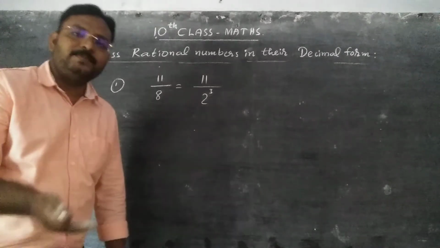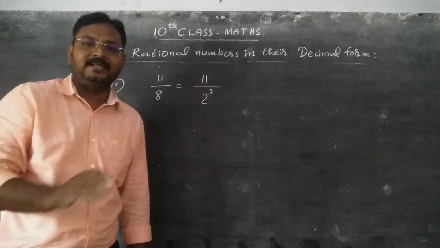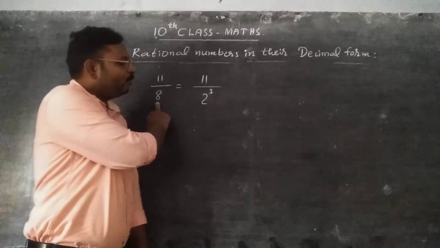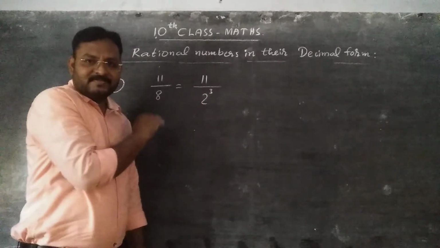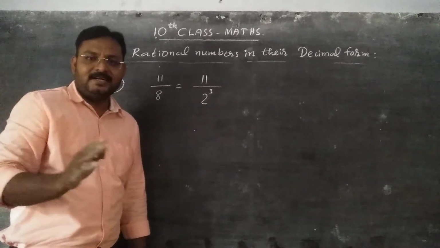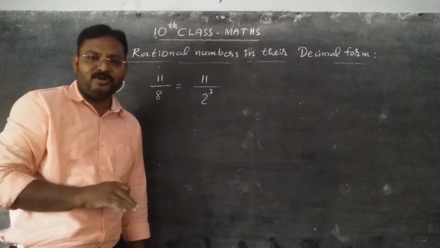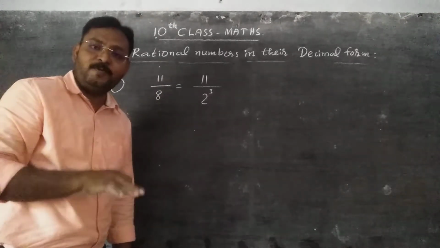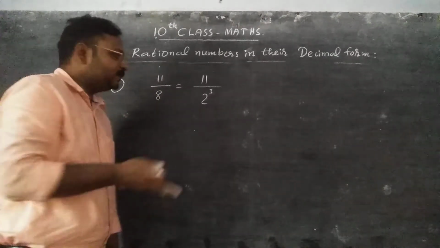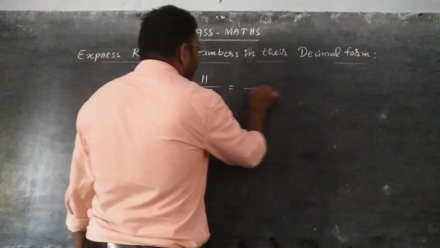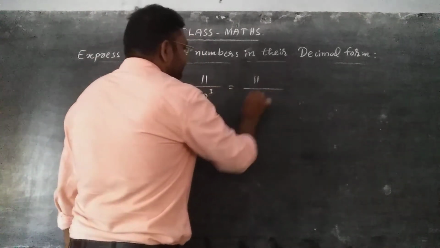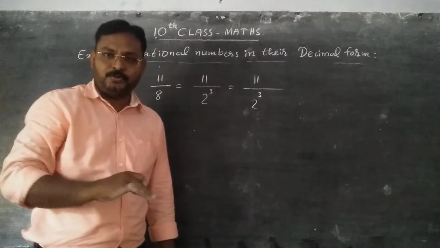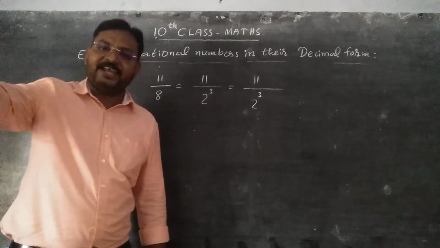I already said about the theorem. The theorem says that in a rational number, if the denominator is of the form 2 power m, then the decimal expansion is a terminating decimal. Is it right or not? So it is 2 cube, so the decimal expansion should again be a terminating decimal. For that we are going to apply the equivalent fraction method. The base is 2.